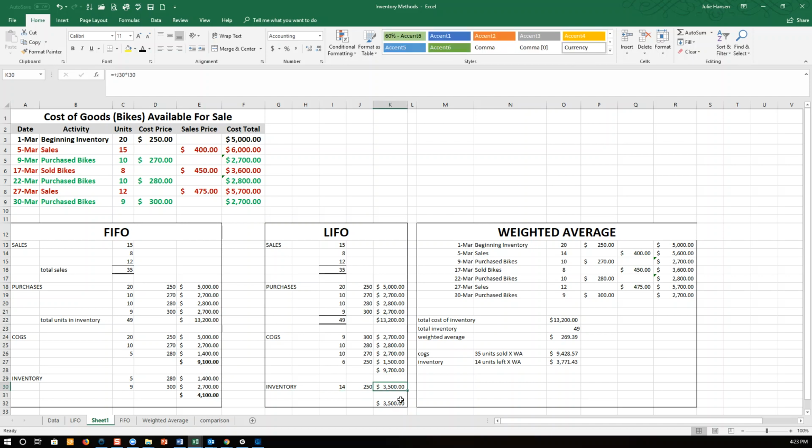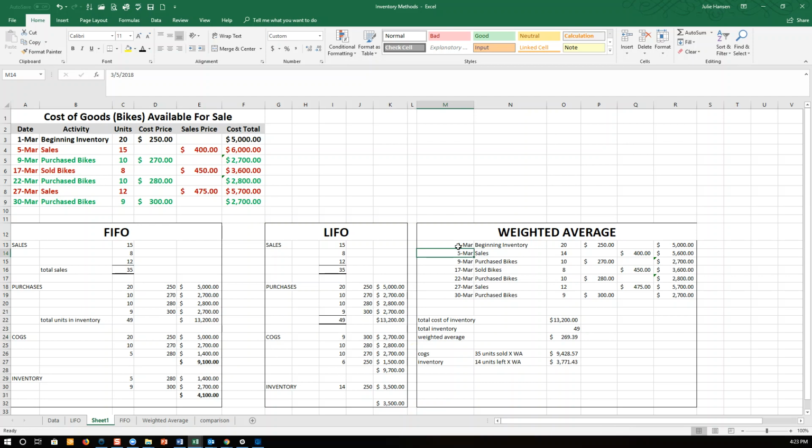So that's my ending inventory using LIFO, and this is my cost of goods sold using LIFO. Again, I went for the last costs in. This was the last cost in, right? The last costs in are the first costs out, and that's how LIFO works.